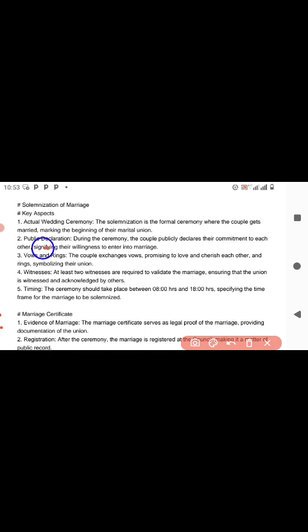And then they are going to exchange vows and then also give each other rings. The couples will exchange those vows, promising to love and cherish each other, and rings will be given symbolizing their union.